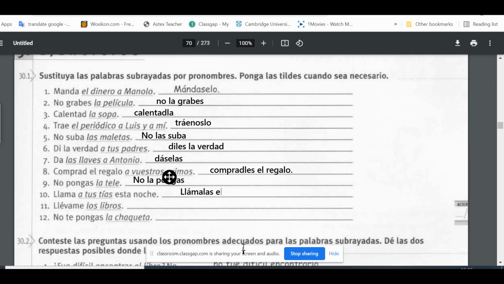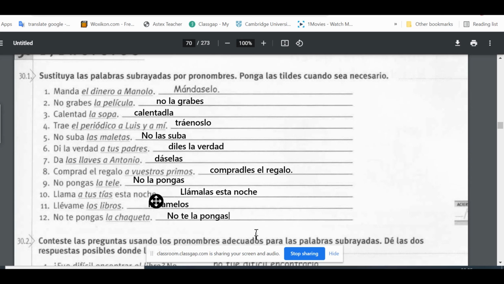Llámales esta noche. Llámalas esta noche. Llévame los libros. So llévamelos. Llévamelos. No te pongas la chaqueta. So no te la pongas. No te la pongas.